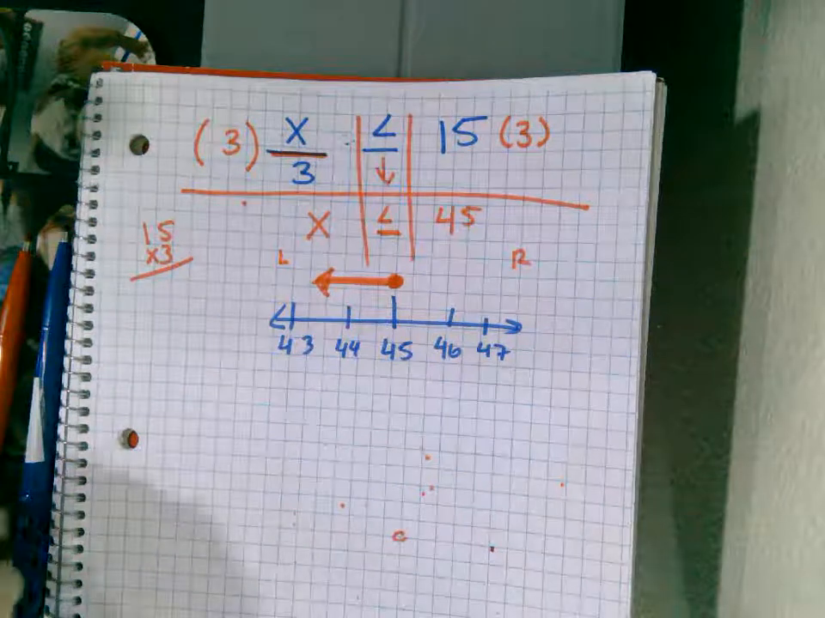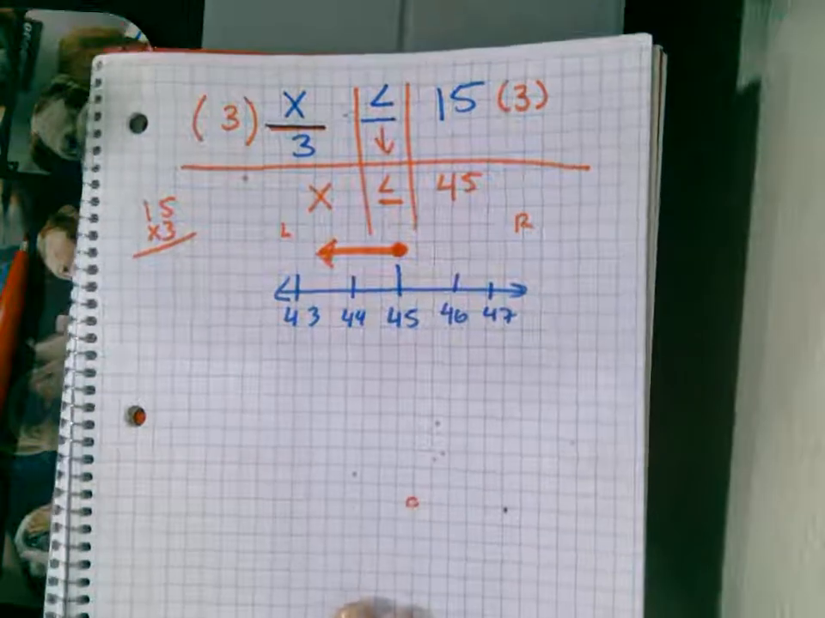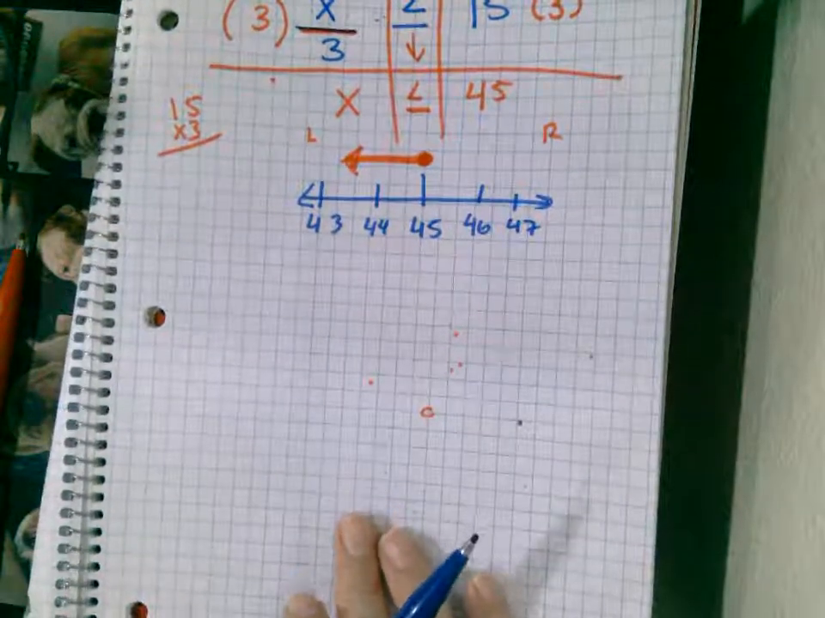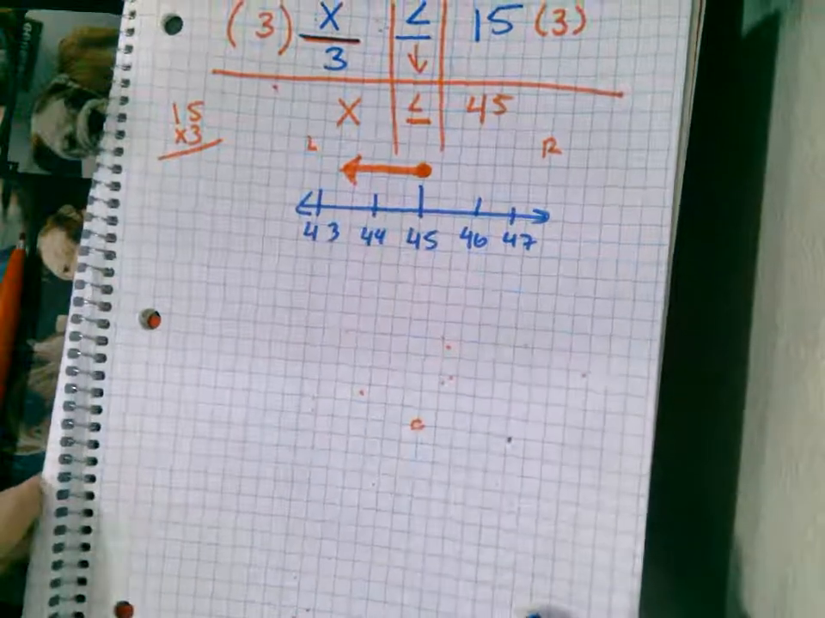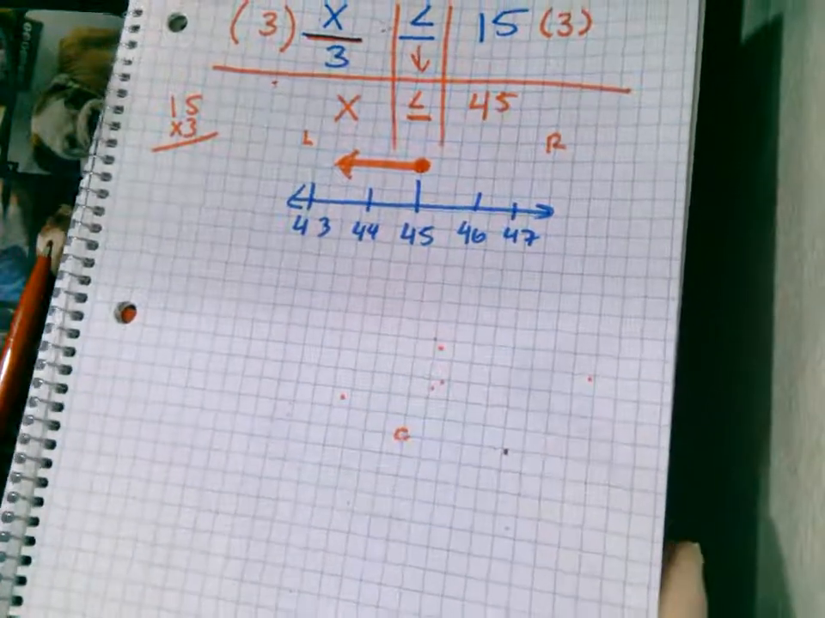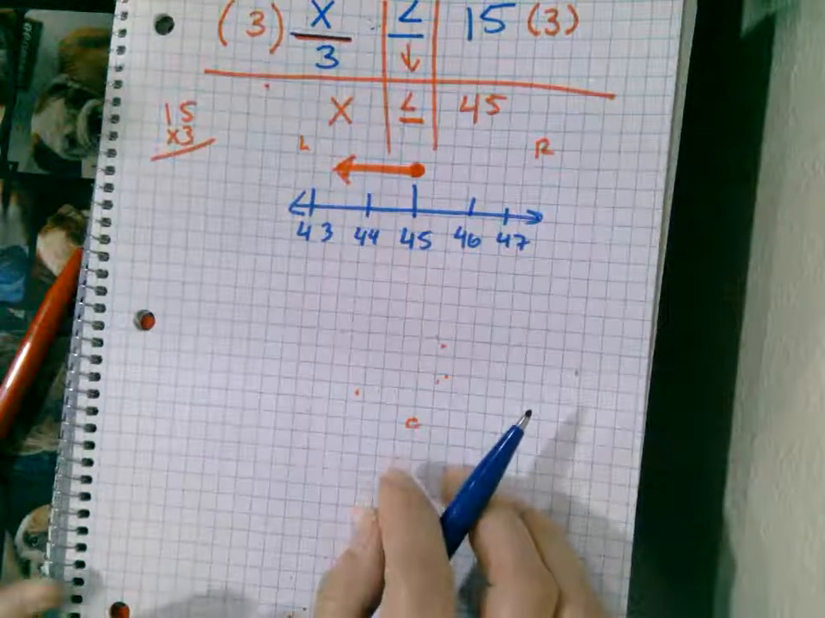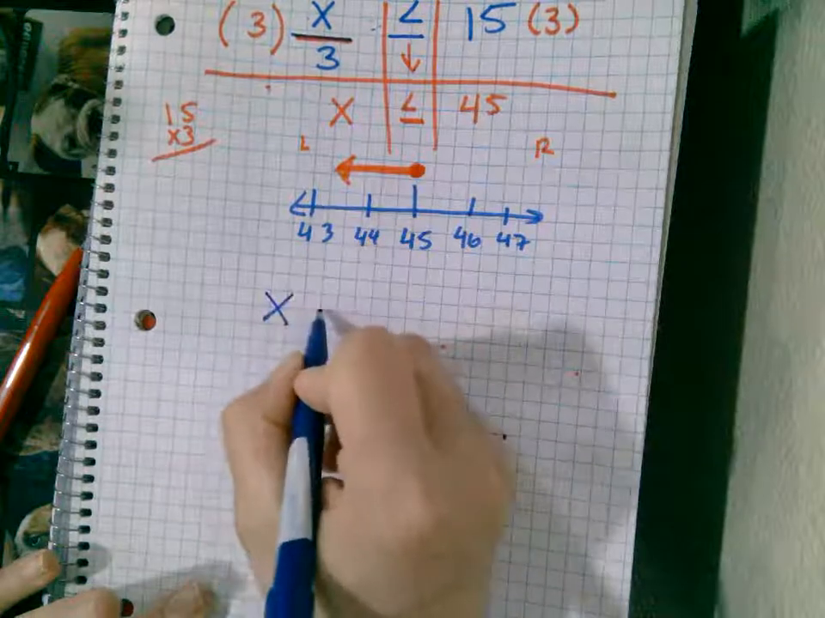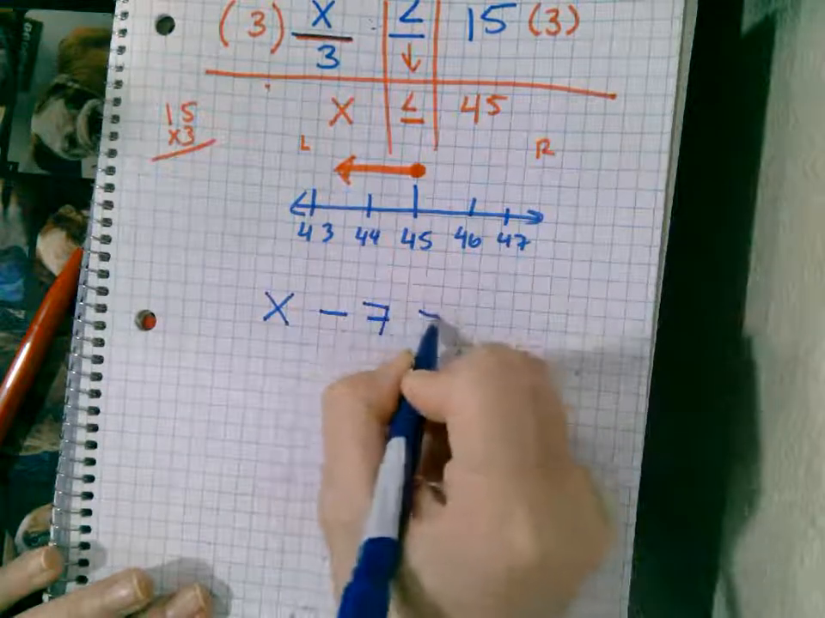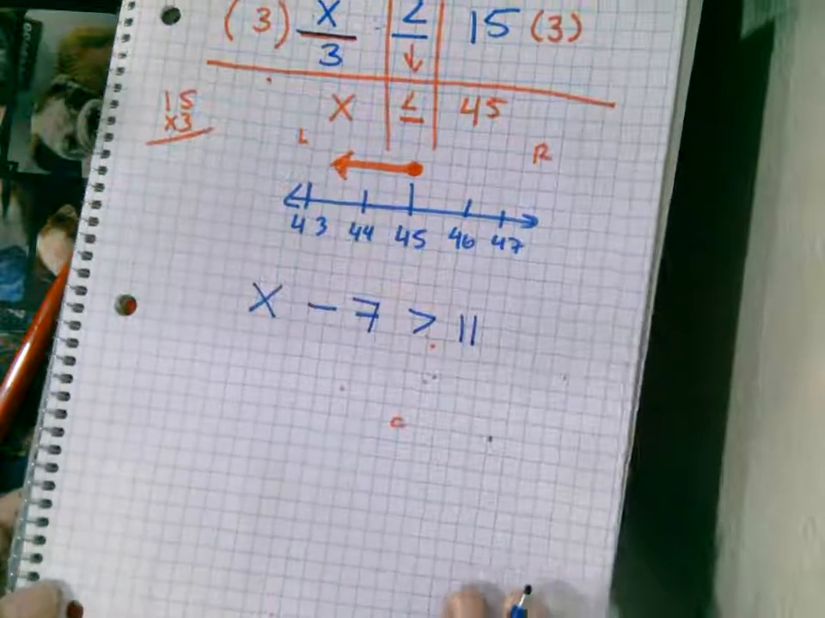Okay. One more problem. What operation do you think I'm going to give you next? Subtraction. Because the first one I gave you was addition, the second one was multiplication, the third one was division, and the last one, so you have one of each, is subtraction. All right, x minus 7 is greater than 11.